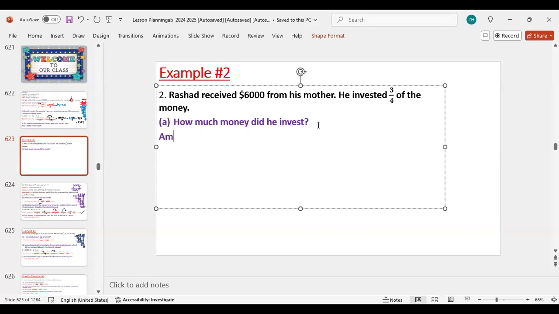So the amount invested, what do y'all get for that one? Amount invested. 4,500. 4,500. How did y'all get that?